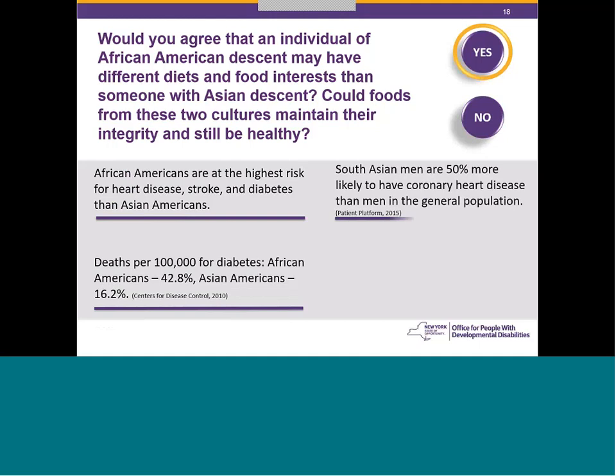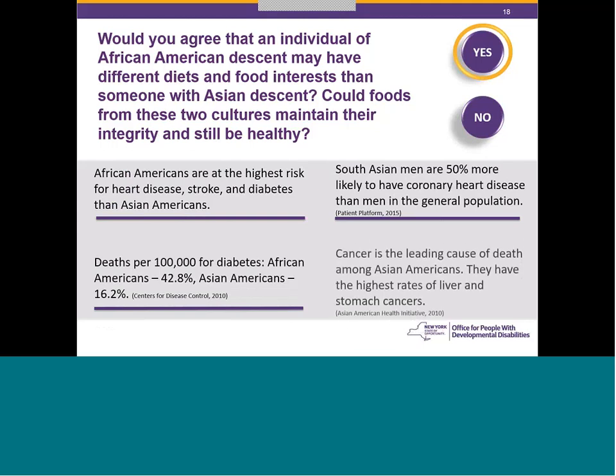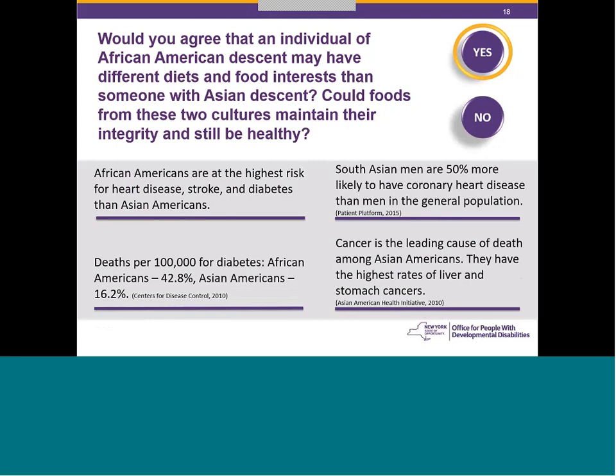The patient platform found that South Asian men are 50% more likely to have coronary heart disease than men in the general population. According to the Asian American Health Initiative, cancer is the leading cause of death among Asian Americans. They have the highest rates of liver and stomach cancers. I will add that research studies concluded the prevalence of schizophrenia in people with IDD is approximately 3 times greater than for the general population. And South Asian adults with IDD compared to white adults with IDD have higher prevalence rates for schizophrenia.